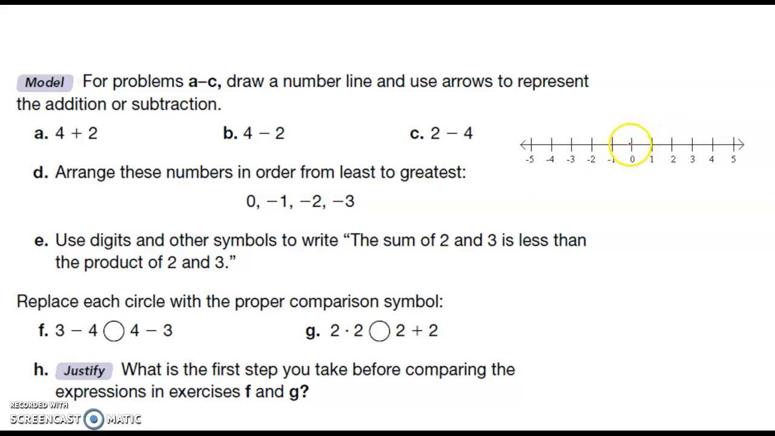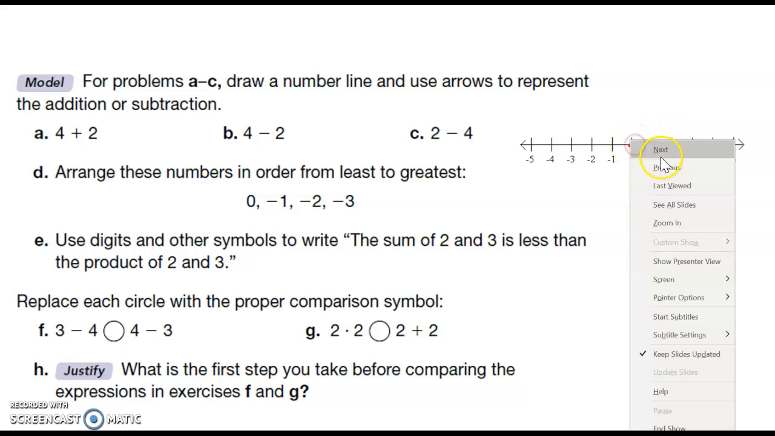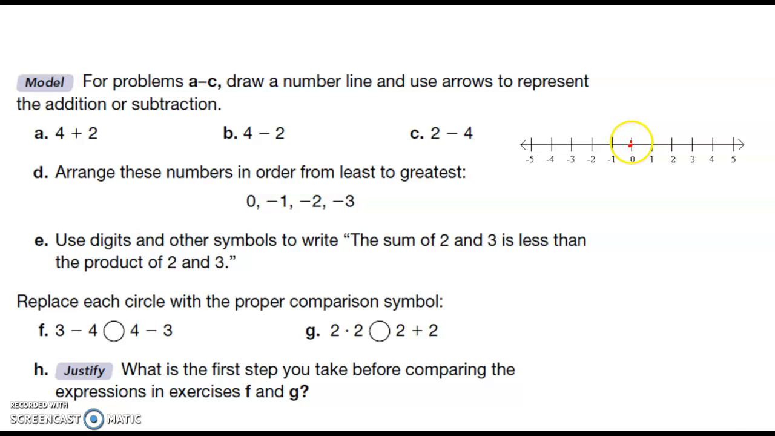So we always start at 0. And it says that we are at positive 4. So we're going to be at positive 4. And we are adding 2. So we go up and we add 1, and then 2. So we find that the answer is 6.